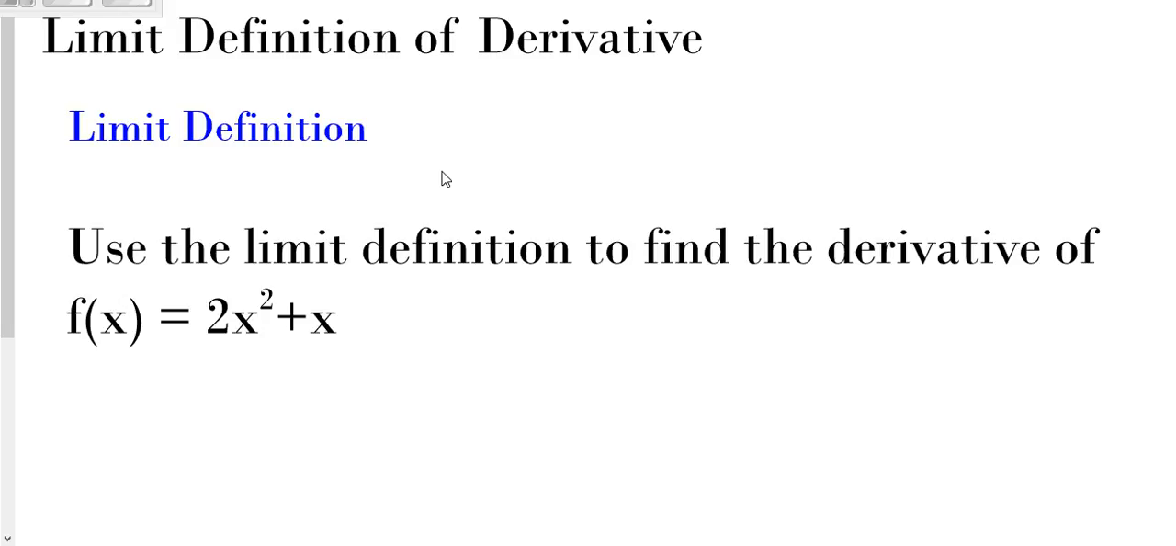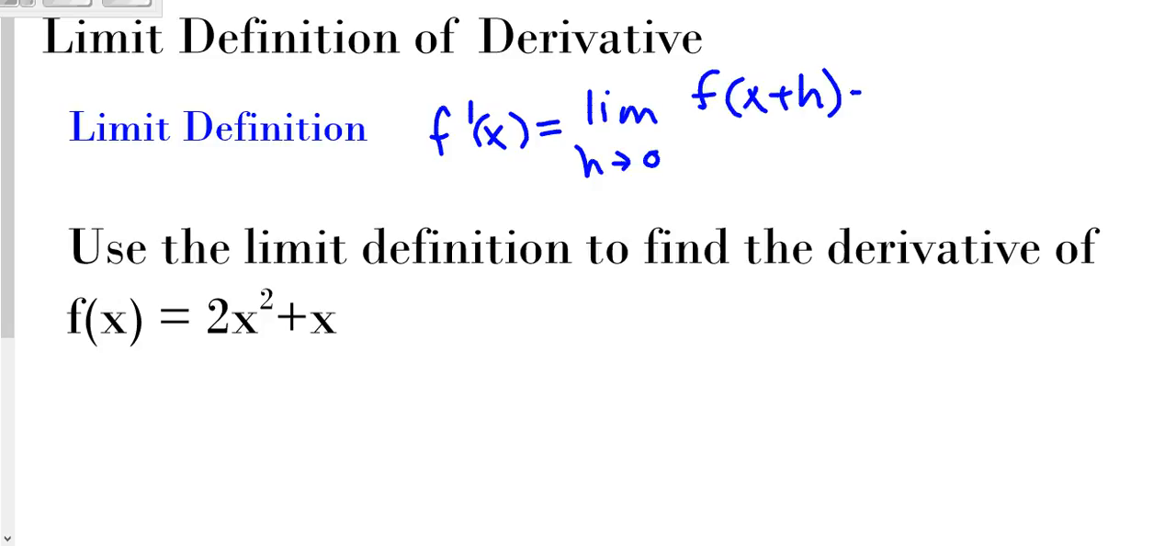Even though we do have a shortcut for the derivative, we have to know how to take the derivative with the limit definition. The first thing that we have to remember is what the limit definition is. The limit definition for the derivative is f prime of x is the limit as h approaches 0 of f of x plus h minus f of x all over h.